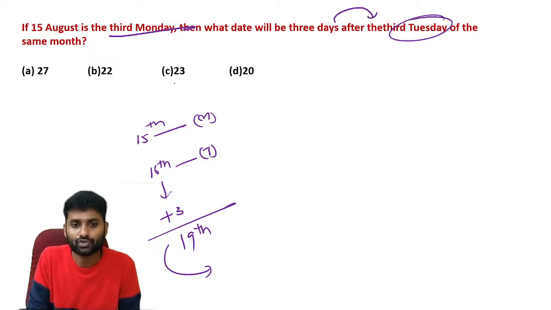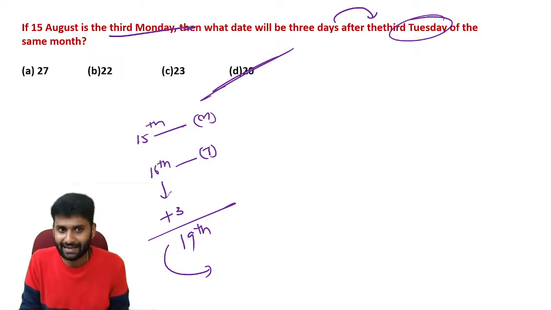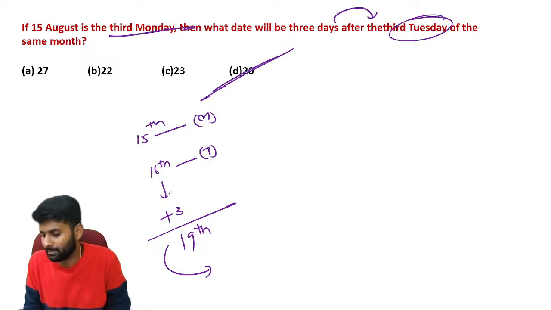After means you have to choose your answer as 20. Exactly third means it's the 19th of August. After 3 days means it's all about the 20th. After, you have to add one more day. Remember that.